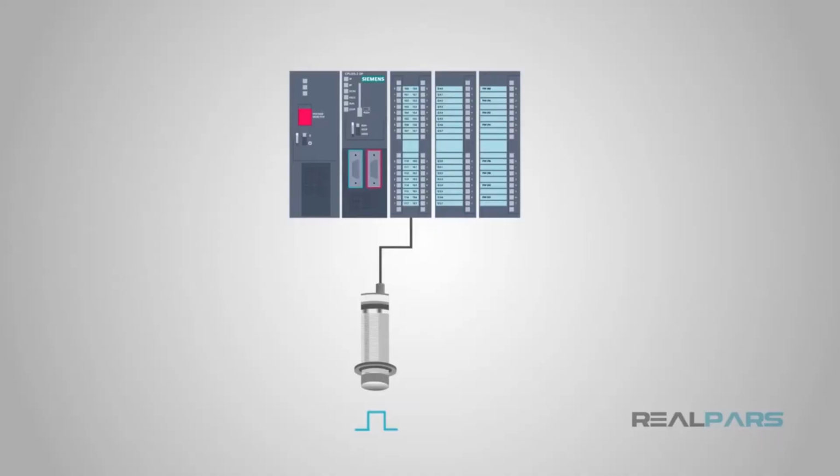Conversely, a digital signal represents a discrete set of possible values which are usually binary. These are by far the most commonly used sensors in the industrial world.